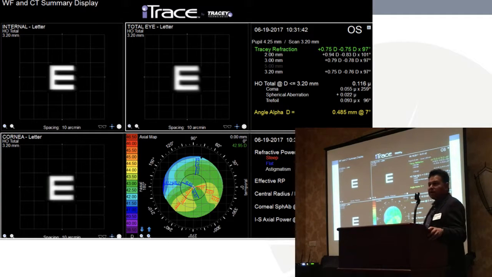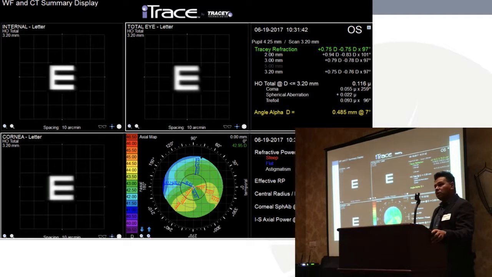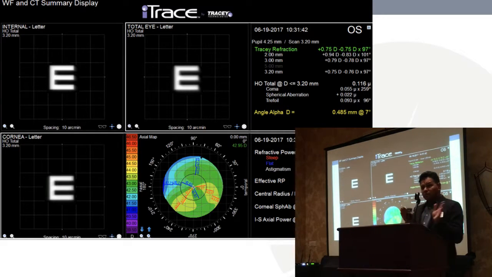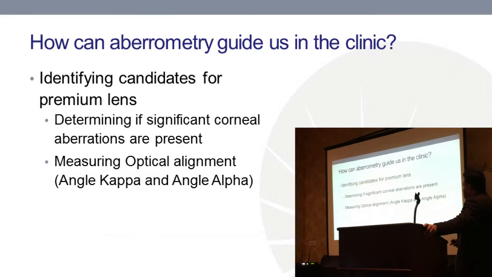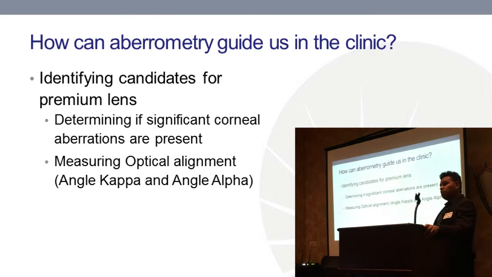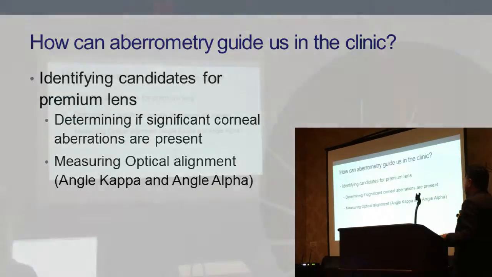You'll see so many different ideas coming out of this meeting. So, you know, all these things will hopefully guide us a little bit more as to how we can analyze this data and use it and help guide us in making our clinical decisions. Again, we can also use this to identify candidates for premium lens, as Dr. Marr talked about, for the angle alpha and angle kappa. We can determine if significant corneal aberrations are present. Maybe patients would not be a good candidate for multifocal lenses.